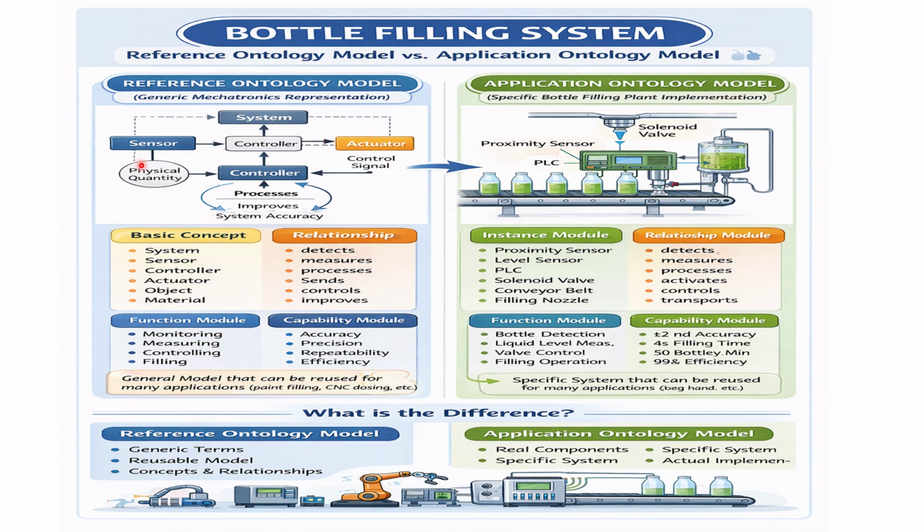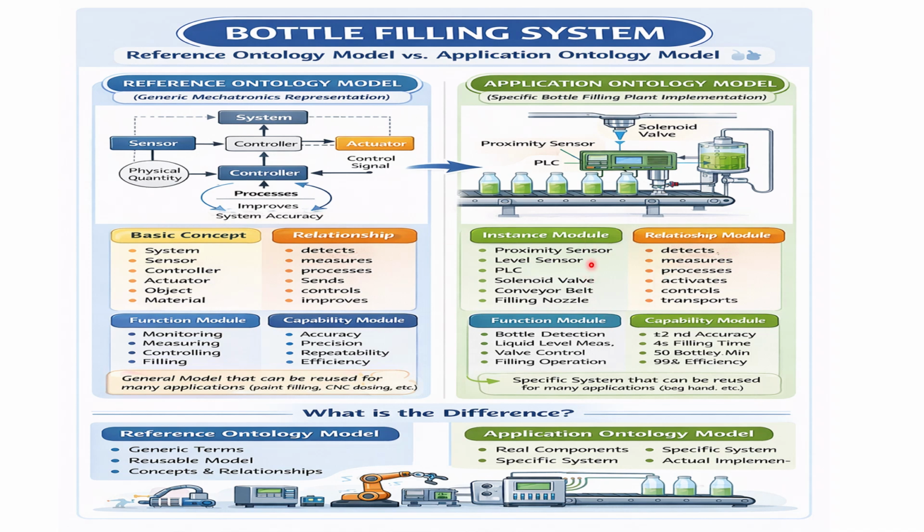So in the reference ontology model, it is a reference component like system, conveyor, or actuator, object and other things. Whereas in the application ontology model, it is all specific components. If you look at the picture, it has all the specific components like sensor, controller, and the valve, bottle filling nozzle and other things. So if you look at this difference between reference ontology and application ontology, in reference ontology all are in general terms or generic terms, and it is a reusable model for any application. So it defines basically a concept and the relationship between the various components.